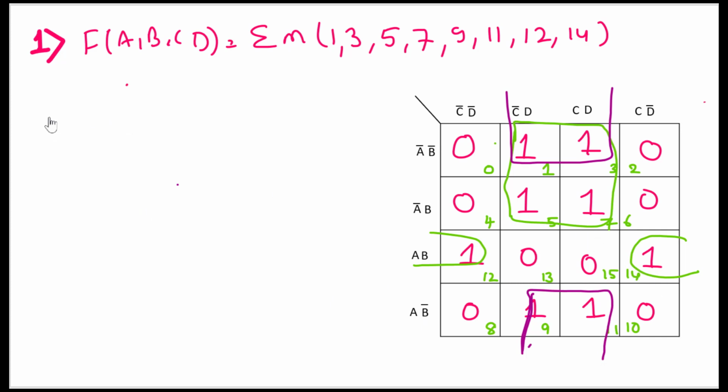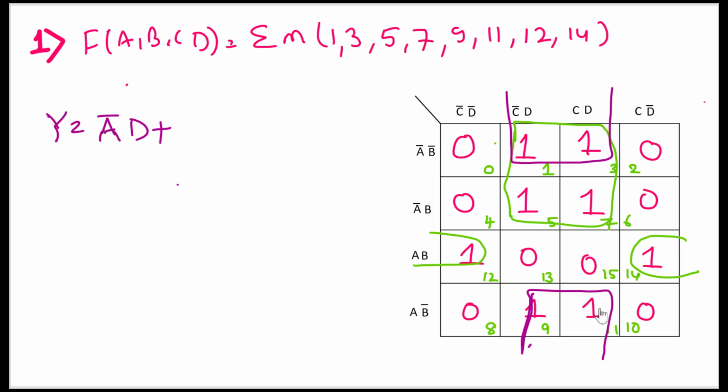Now we'll try to write the final expression. Output y equals, first take the first one. Let's take this quad. So in this case, if you look at here, your b bar is getting complemented. That means you are going to get a bar. And if you look at these two, you can see c bar is getting complemented. That means you are going to d. So for this quad, you are eliminating two literals. So you are going to end up with a bar d.